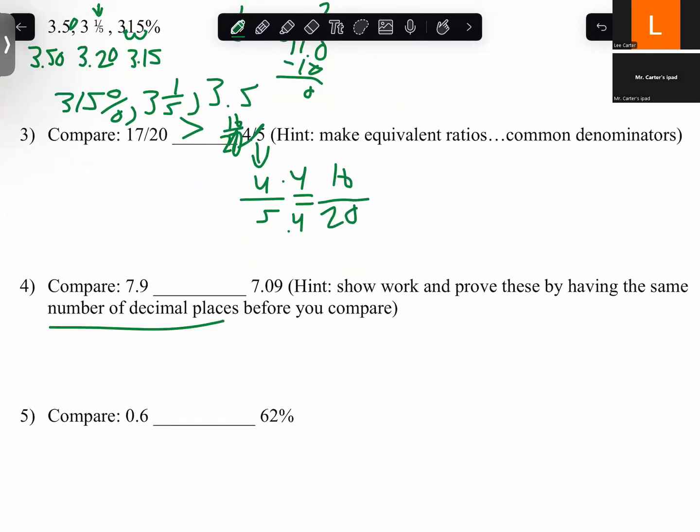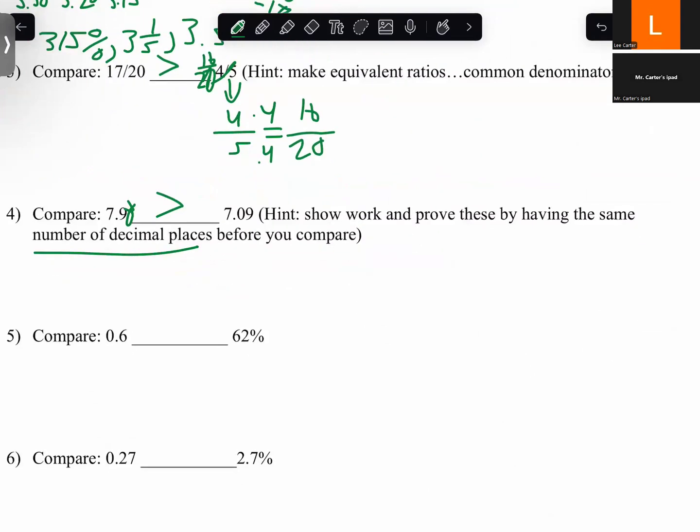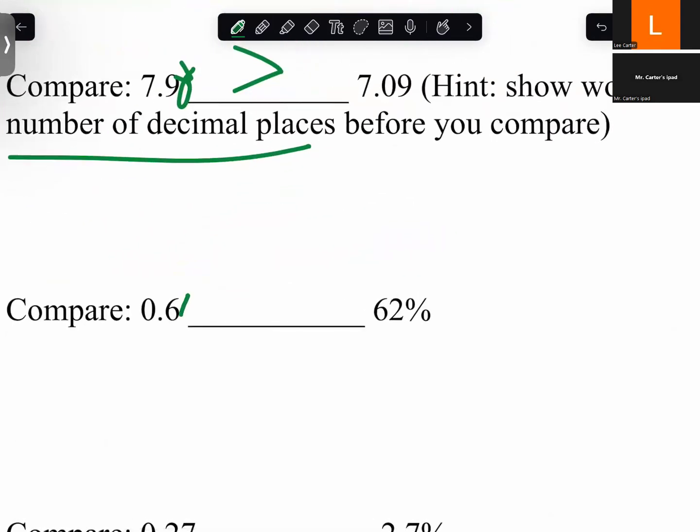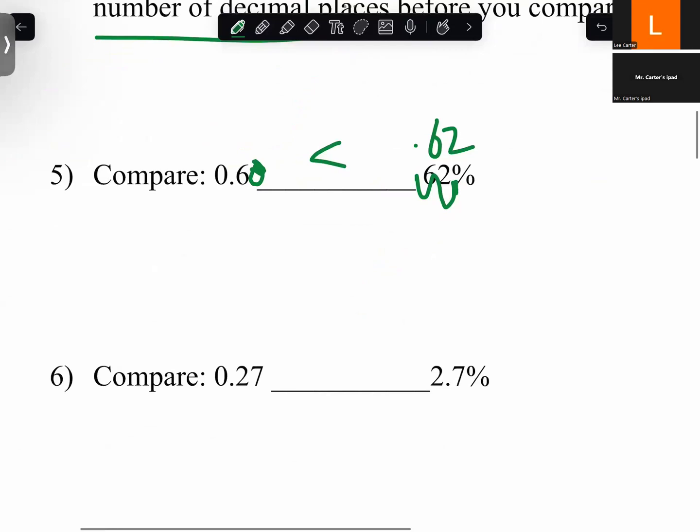Okay, so here we got 2 decimals. We need the same number of decimal places, so just add that 0 on the end. 7.90 is greater than 7.09. All right, I added a 0 here. I'm going to make this one a decimal. There's no decimal, so we just put it at the end and move it left. 0.62. 0.60 is less than 0.62.